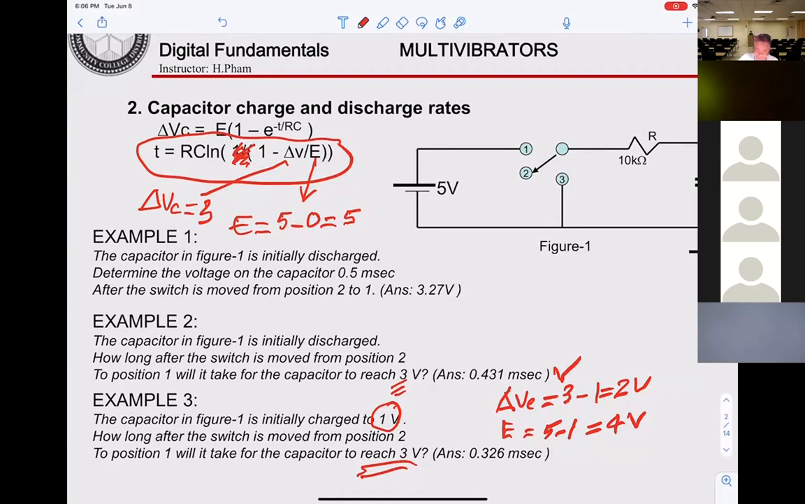I guess, to me, the way I was understanding it was since it's the same absolute value either way, and the answer is in milliseconds, it's not going to be negative milliseconds. So you would just ignore the negative sign.